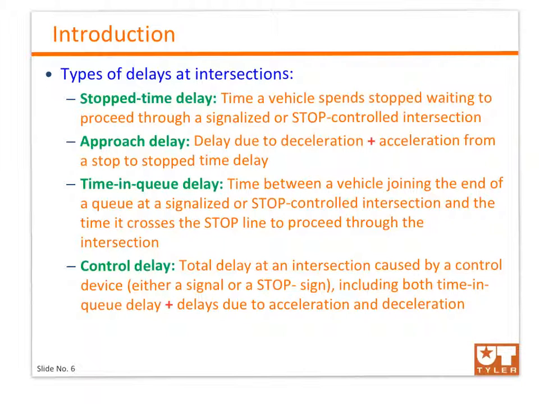Now the control delay is basically the total delay at an intersection caused by a control device, either a signal or stop sign. And this includes both time in queue delay plus delays due to acceleration and deceleration. So control delay is simply the time in queue delay plus the approach delay.